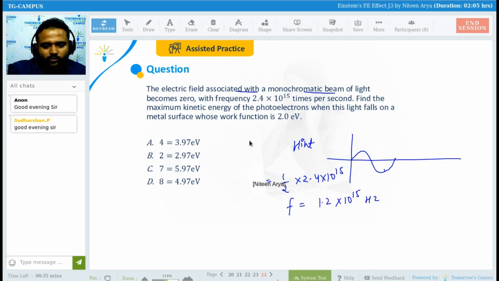Now everything else is given to you. Use it in the formula, and I believe you know the formula. The formula is KE is h f, or you can write h nu, minus the work function. The work function is given directly here. But the Planck constant you need to remember, or it is given on the first page of this paper: 6.63 into 10 to the power minus 34.